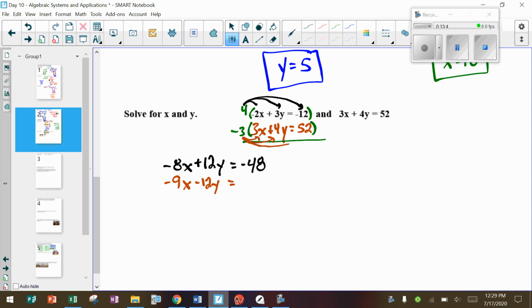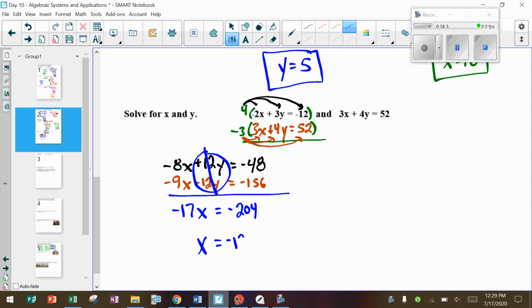Then I jump to my calculator and do negative 3 times 52, and I get negative 156. So now I combine like terms. And when I do that and add the equations together, the y's cancel out just like I wanted. Negative 8x minus 9 more is negative 17x. And negative 48 minus 156 more is negative 204. Divide both sides by negative 17. Go to your calculator and we get x is negative 12.